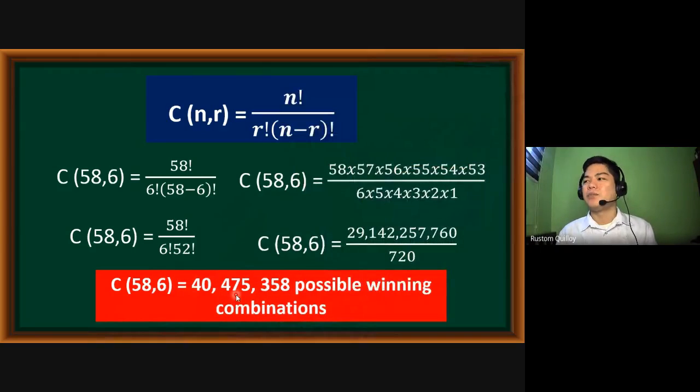Naintindihan nyo ba yung first example? So napakaliit ang chance mong manalo sa loto kasi ganun yung bilang ng winning combinations na pwedeng lumabas sa loto, 40 million. More than 40 million possible winning combinations. Kaya talagang swertihan ang manalo sa loto.